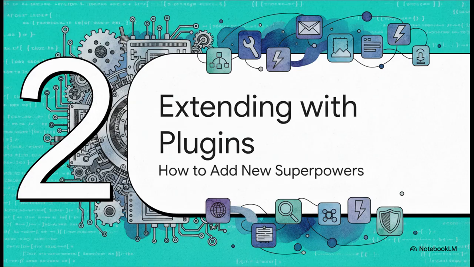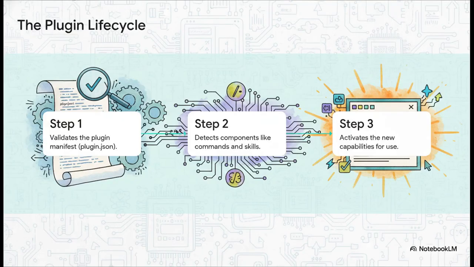But where it really gets interesting is when you start to customize it. So let's move on to our next section, extending Claude Code with plugins. This is how you give it brand new superpowers that are perfectly tailored to what you need to do. Loading a plugin is a pretty straightforward three-step process. First, Claude Code checks the plugin's manifest file, that plugin JSON, to make sure everything looks good. Then it detects all the new goodies inside, like new slash commands or skills. And finally, it activates them, making them live and ready for you to use.